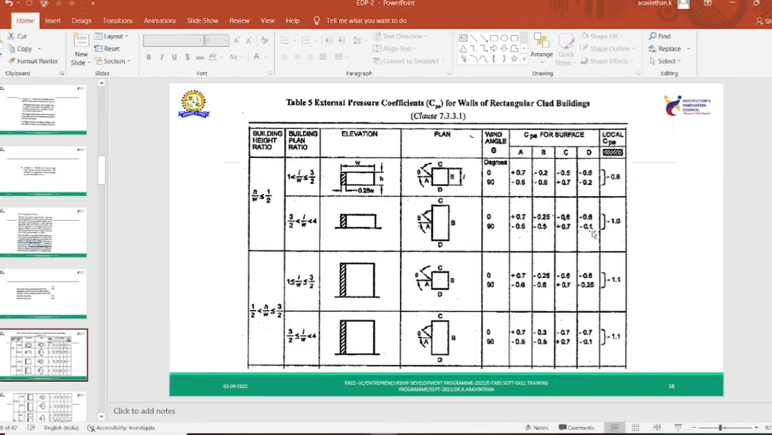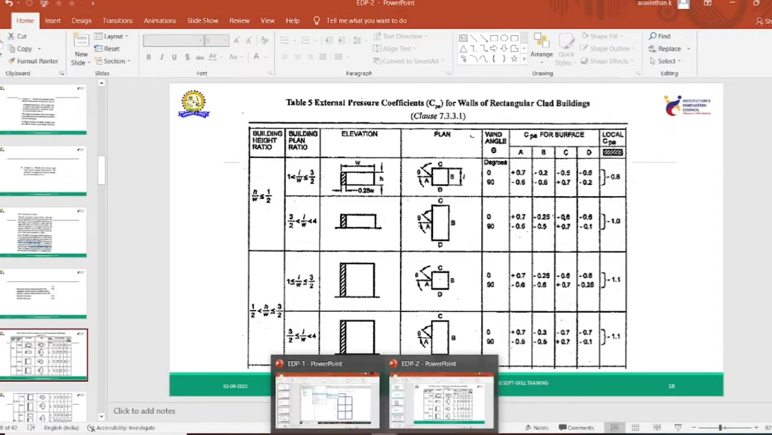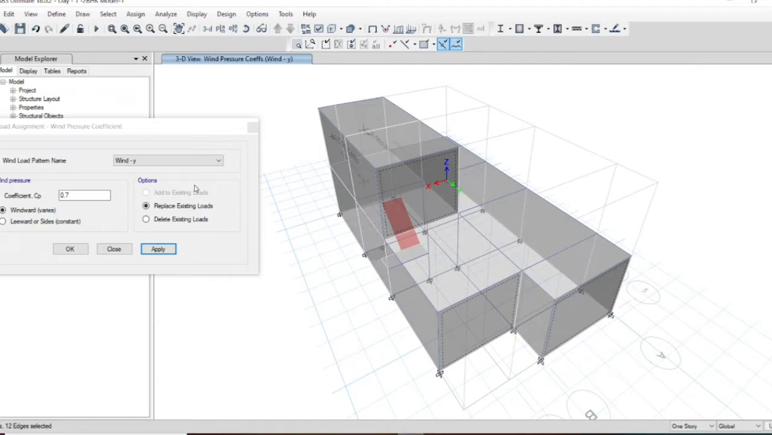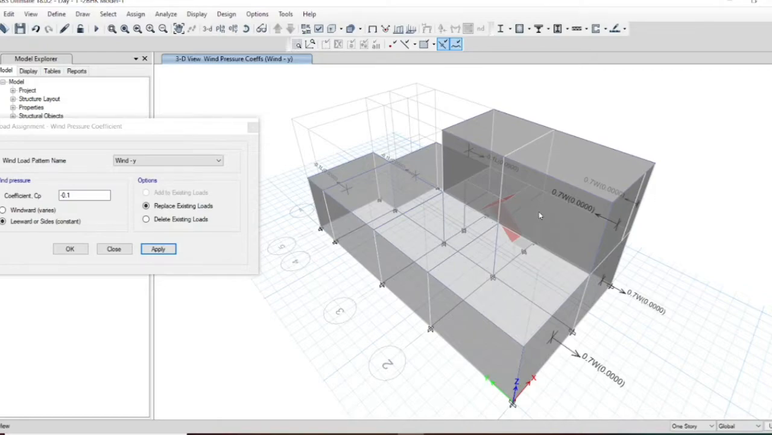At D side you will be having minus 0.1. So let us provide minus 0.1, and this is the leeward side constant. Let us press apply. Now you have applied all the cases for both windward and leeward. If the wind is applied in this direction, you will be having the leeward as the opposite. Your answer is not going to vary much, hence we are not going for all 4 directions. In this direction, we are considering the same will be the opposite. So for calculation purposes, we are taking only 2 directions and the opposite will be the same. So we have applied our wind loads.